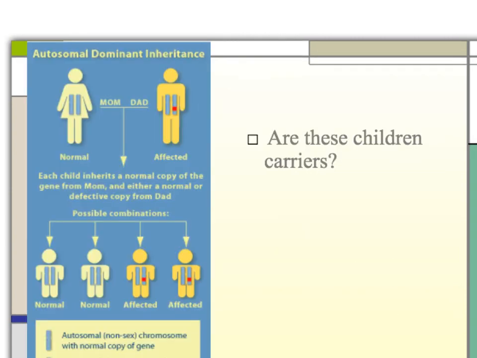So my question here is, are these children carriers? Well, again, if we're looking at autosomal dominance, mom here is normal. Dad's the one that's affected. And we can say if he does have Huntington's, he's got big H, little h. These are the possible combinations for children. We have 2 here that actually have the gene for Huntington's, so they are going to actually have Huntington's.